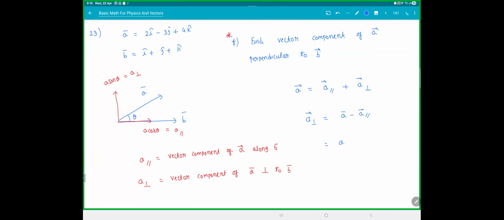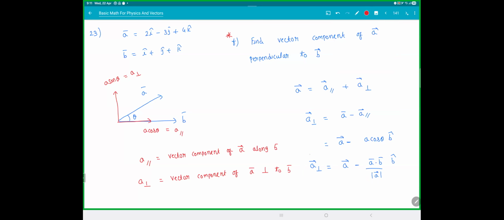So this must be A bar minus, and what is A parallel? A cos theta B cap. And what is A cos theta B cap? A bar minus A bar dot B bar by mod A bar into B cap. There. This is your A perpendicular.